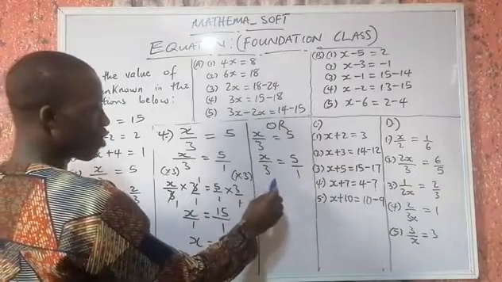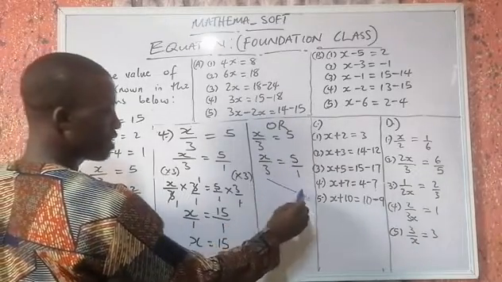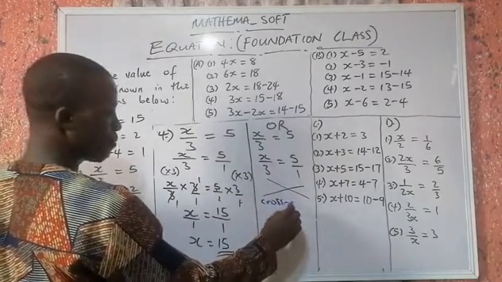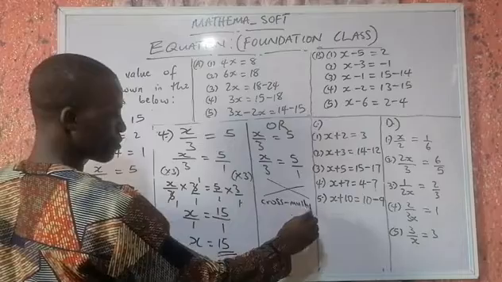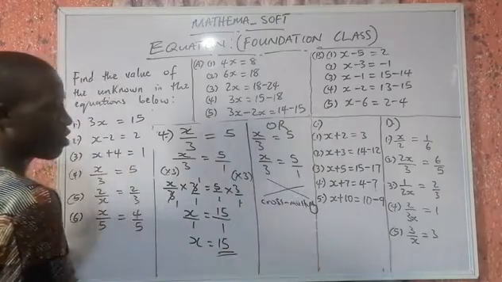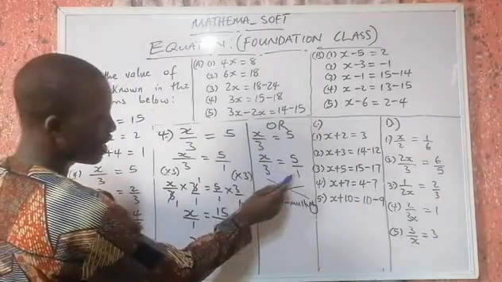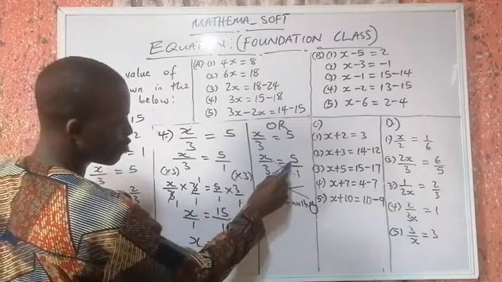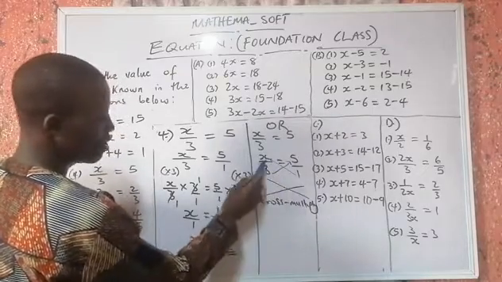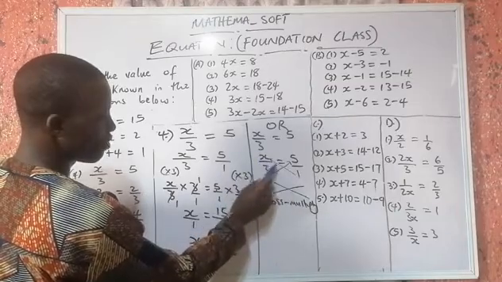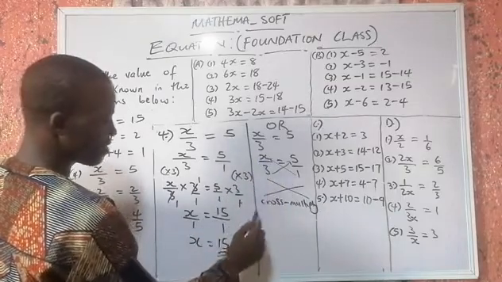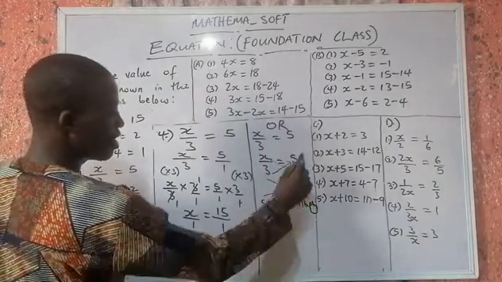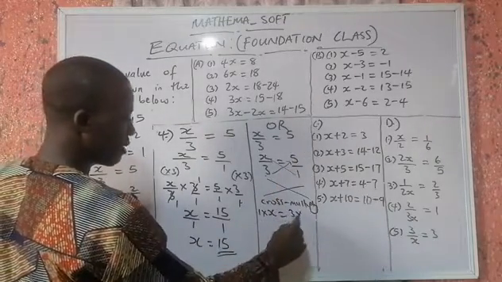Then we do what we call cross multiplication. We call it cross multiply. So we want to cross multiply. Cross multiply means this will come and multiply this, and this will cross to multiply this. So it's cross. So let us first multiply the one that will give us x. That's 1 times x. 1 times x equals 3 times 5.